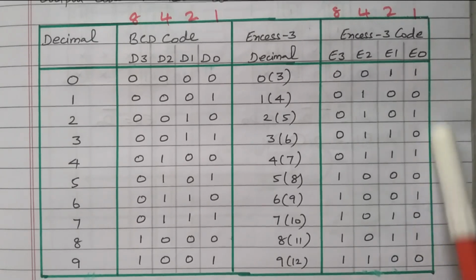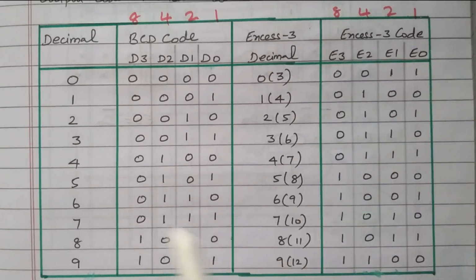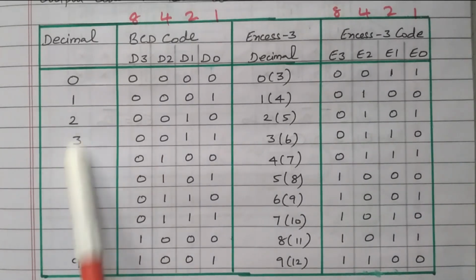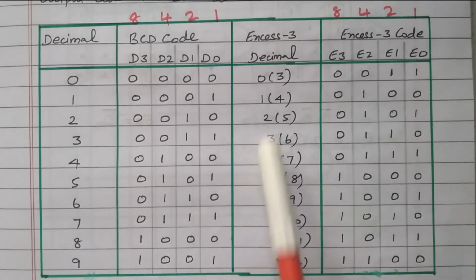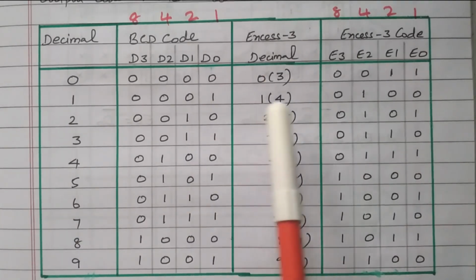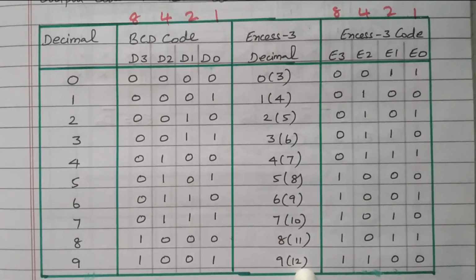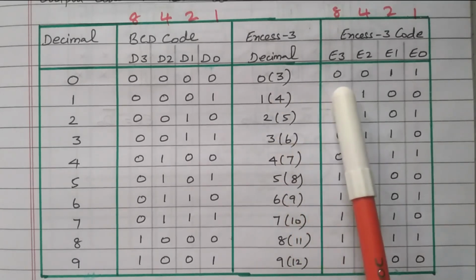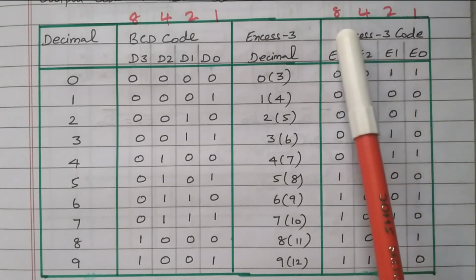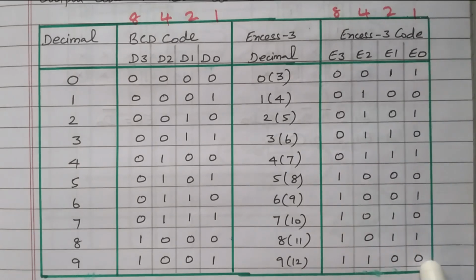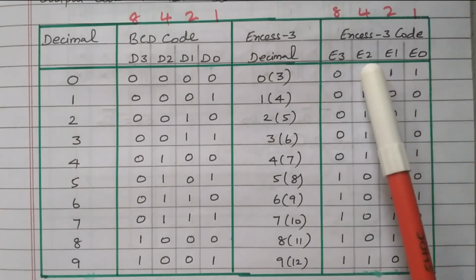Now this is the equivalent excess 3 code, right? So these two columns are the input code, BCD. It is a decimal, then the equivalent BCD. These two columns refer to the output code, excess 3 code. Excess 3 code in decimal, that is, 0 is added with 3, 1 is added with 3, so that we got the excess 3 code in decimal. It is available in a bracket. The number available in the bracket is the excess 3, that is again represented by the excess 3 code by using the weightage 8421. Now we need to develop the logical expression for this E0, E1, E2, E3.